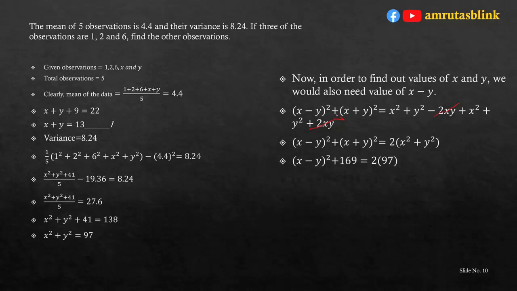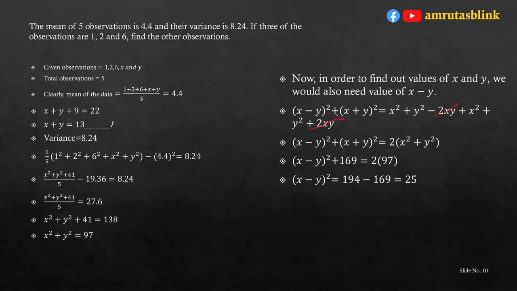Now, we already have the value of x plus y from x plus y is equal to 13. Hence, x plus y bracket square will be equal to 13 square, that is 169. And we have just calculated x square plus y square is equal to 97. So, we will put these values. Hence, we get x minus y bracket square plus 169 is equal to 2 into 97. So, x minus y bracket square is equal to 194 minus 169, that is equal to 25.